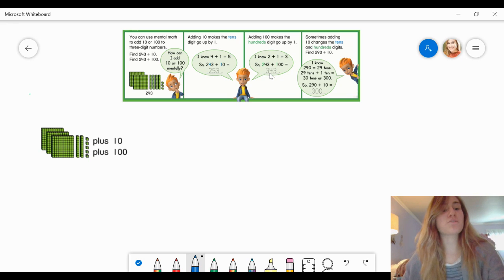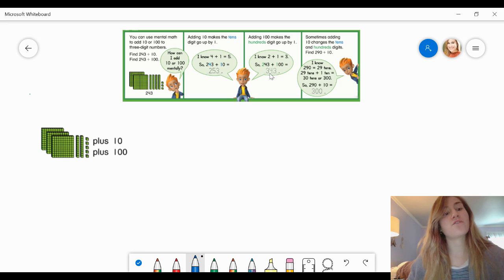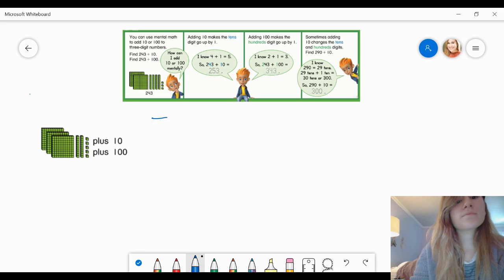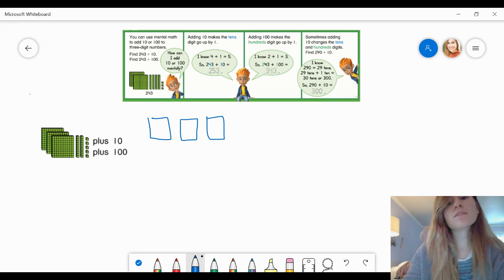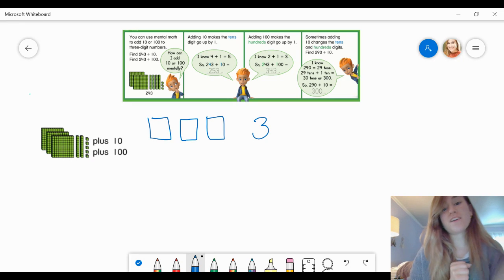I see in this picture below 3 groups of 100. I see 3 flats. So I'm going to draw, you are too, 3 flats. 100, 200, 300. And I'm also going to write 300 right there.